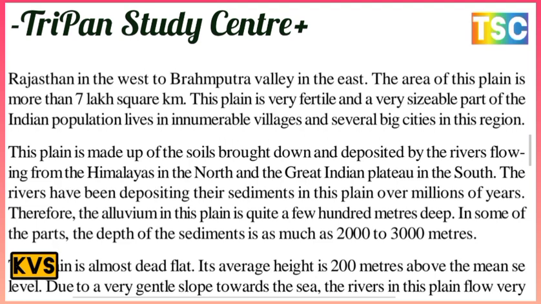Rajasthan is in the west and the Brahmaputra Valley in the east. The area of this plain is more than 7 lakh square kilometer, and this plain is very fertile. A very sizable part of the Indian population lives in the innumerable villages and several big cities in this region.